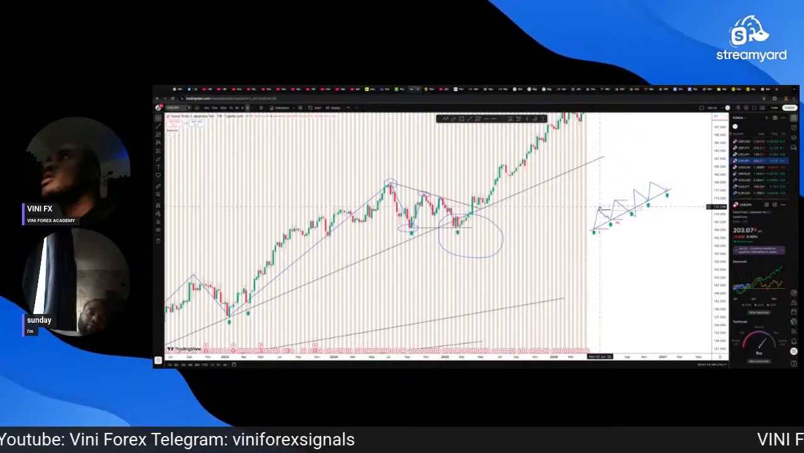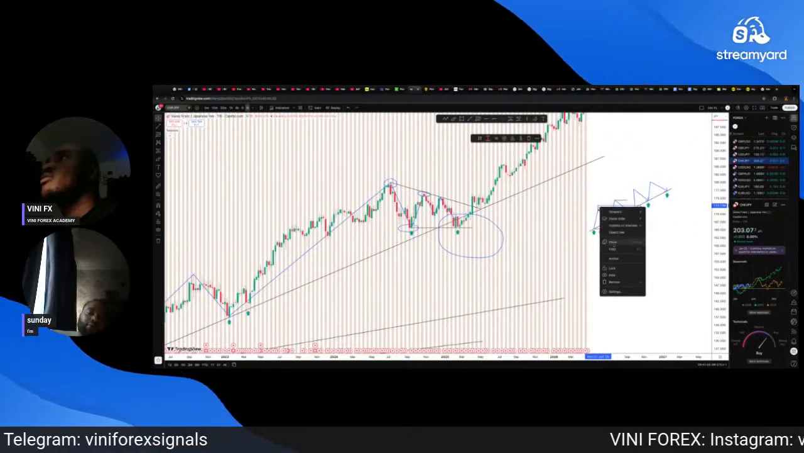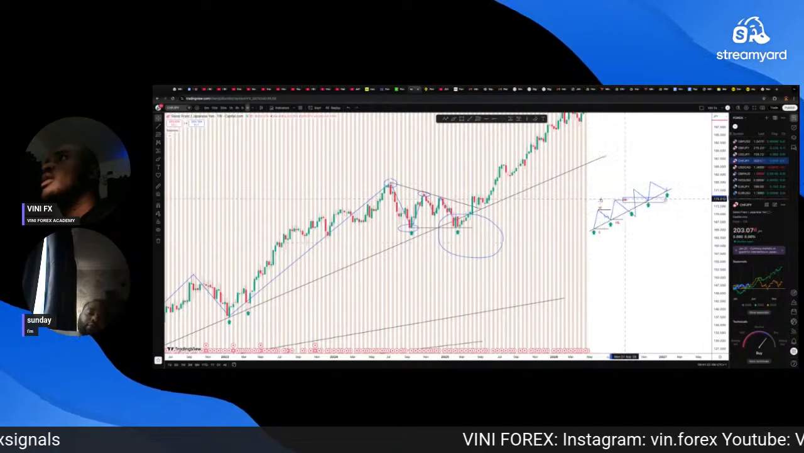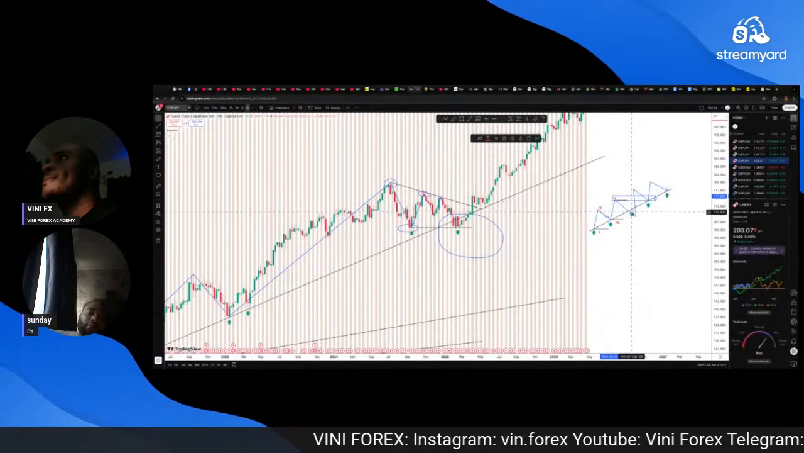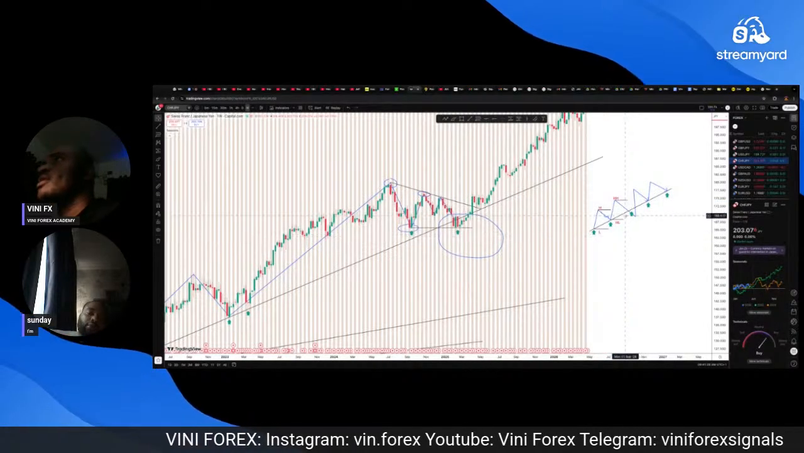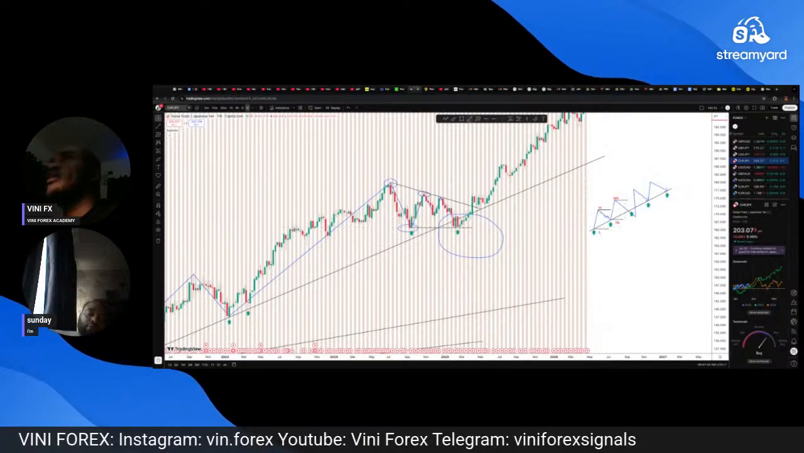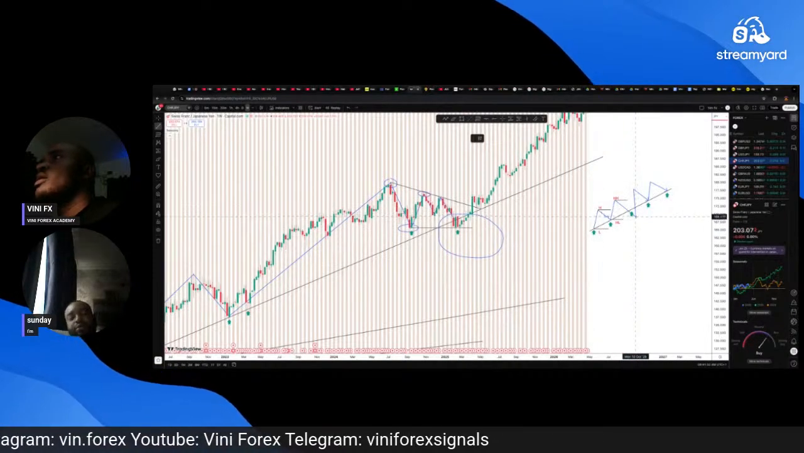This is a higher high. After a higher high, what do you get again? A higher low.